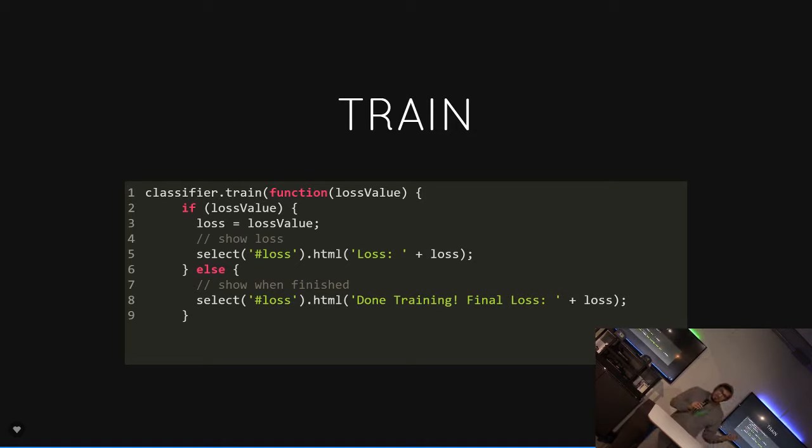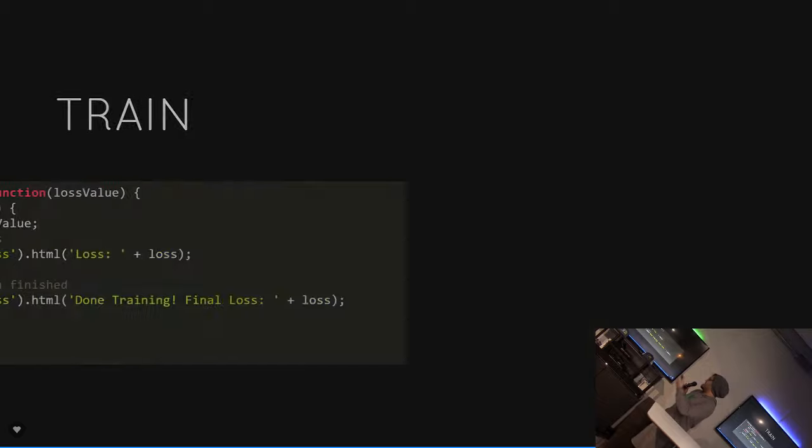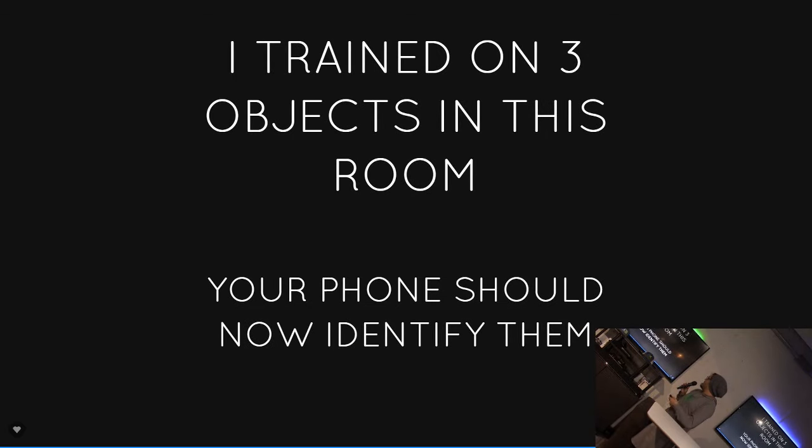And then I hit train, and train's just a function. Here I'm reporting the loss value. I can do something different with the loss value or not, that's up to me. But again, it's just simple JS in a function, and I show the loss at the beginning of that web page that I had.